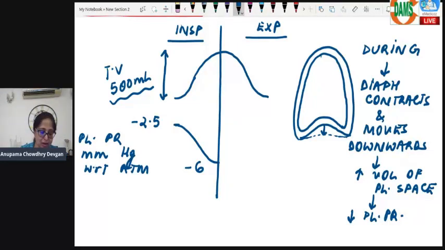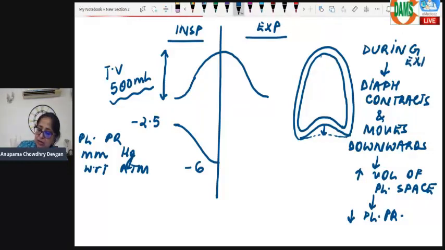During expiration, now the reverse is going to happen. This was during inspiration: the diaphragm contracts and moves downwards, the volume of the pleural space increases, and there is a decrease in pleural pressure. The pleural pressure now from -2.5 becomes more negative and becomes -6. Now let us try and see what happens during expiration.